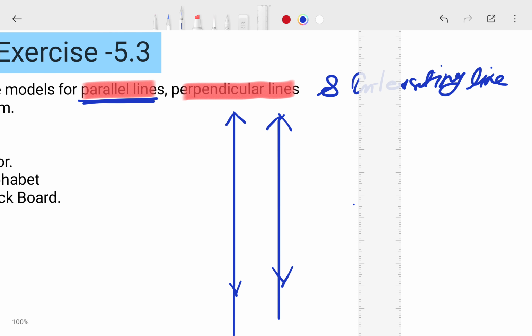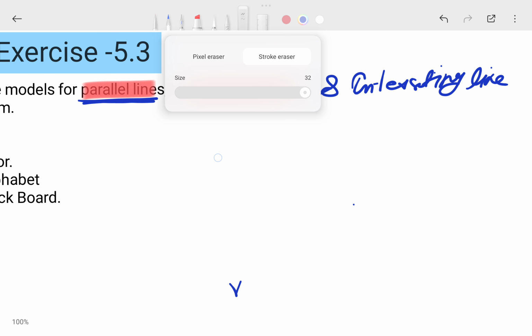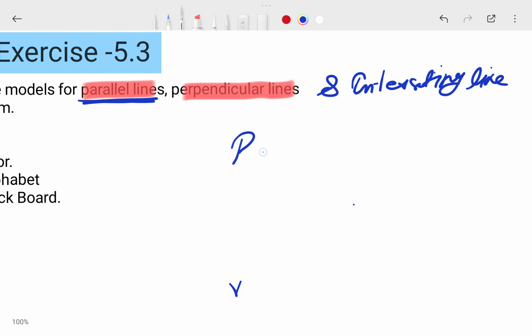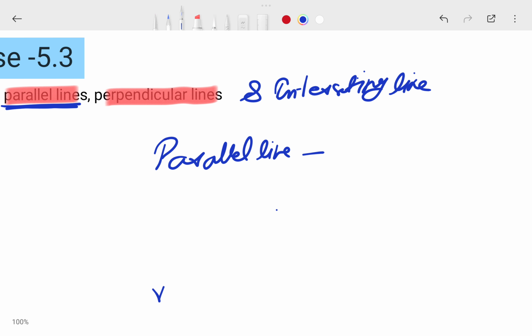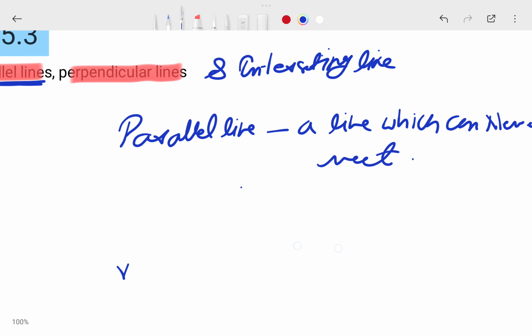Parallel lines means the lines which never meet. Simple: parallel lines are lines which can never meet. Remember this one. This is generally a parallel line.